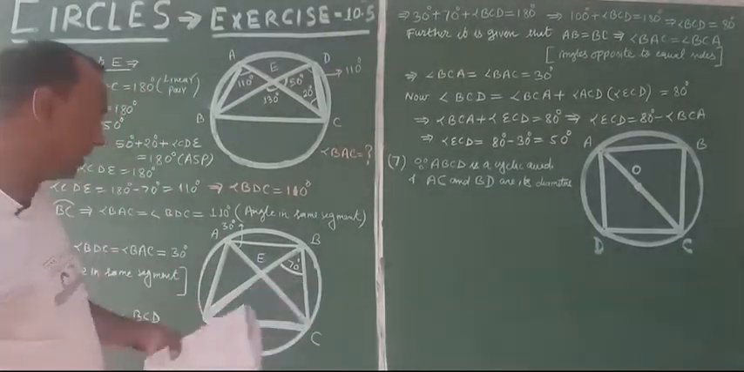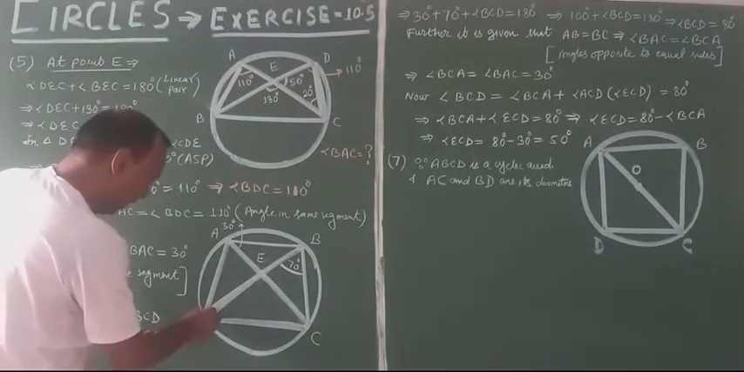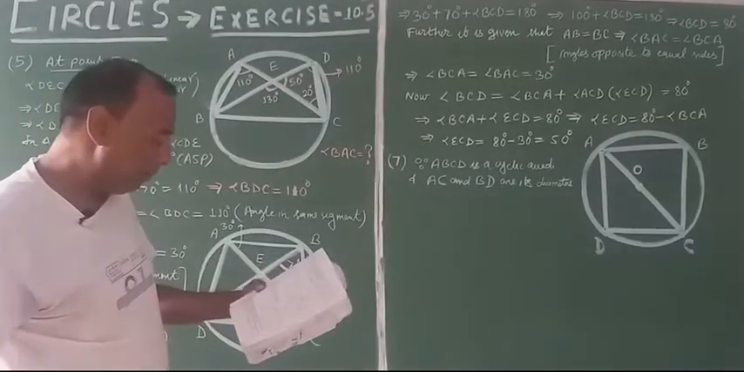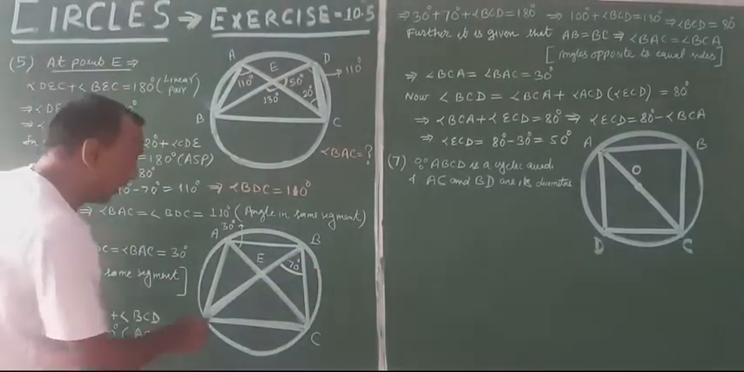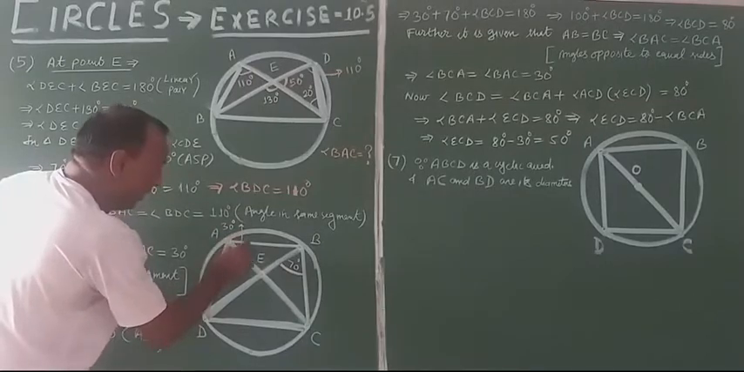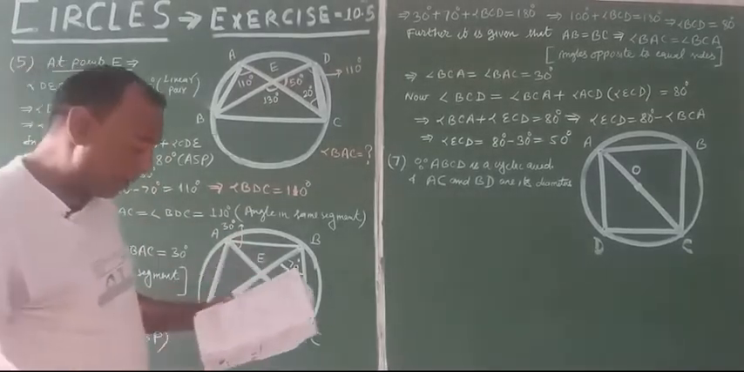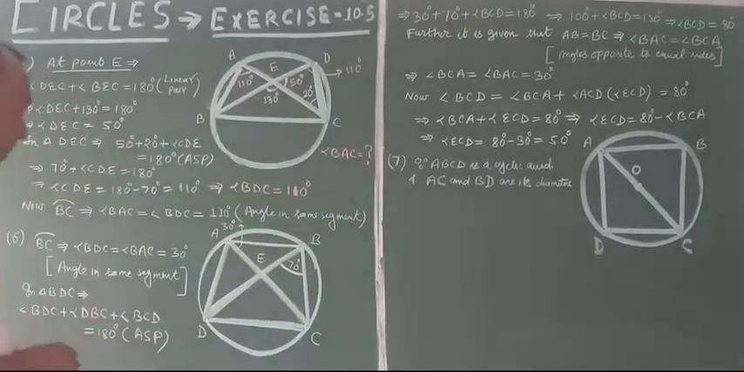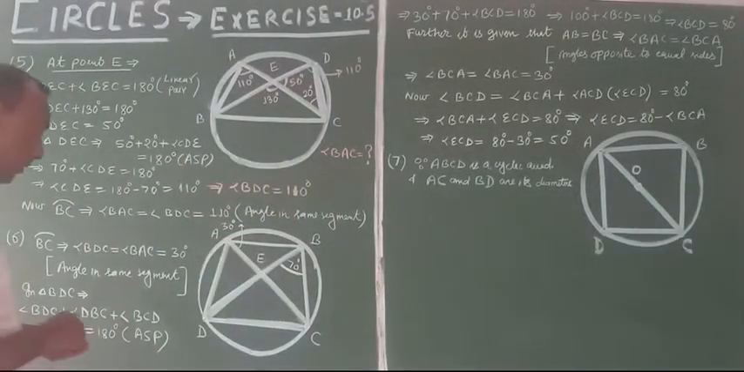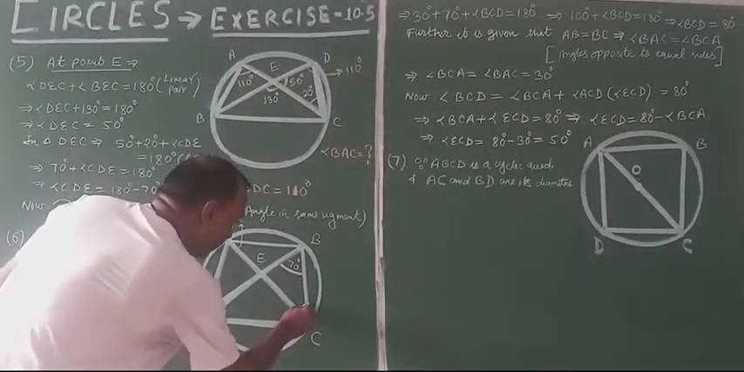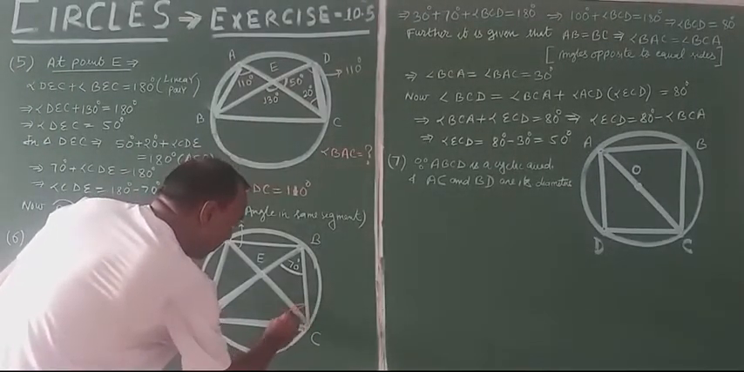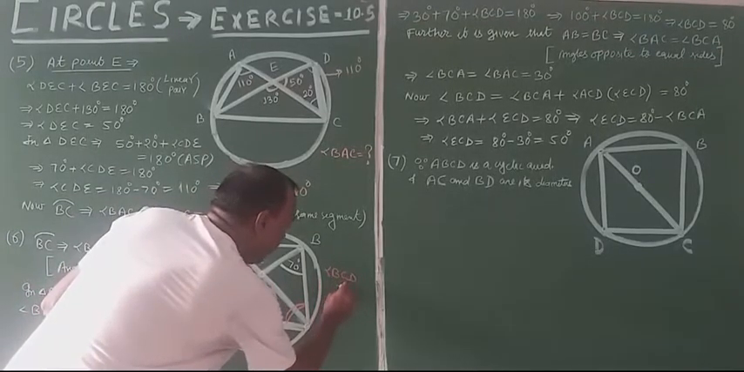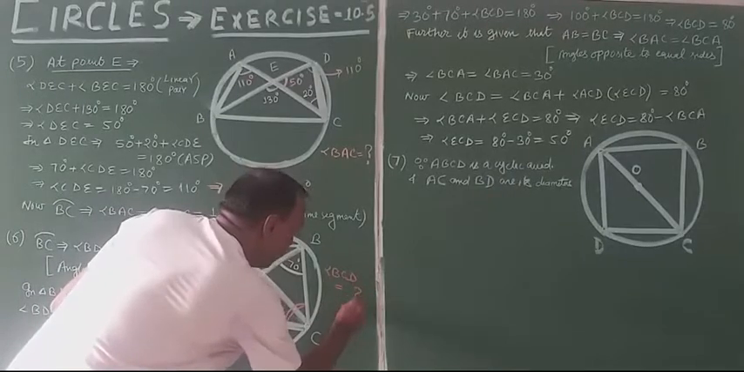If angle DBC is 70 degree, this angle is given, and angle BAC is 30 degree, this angle is given. Then find the value of angle BCD. You have to find the value of angle BCD.